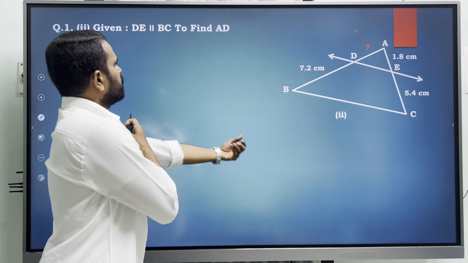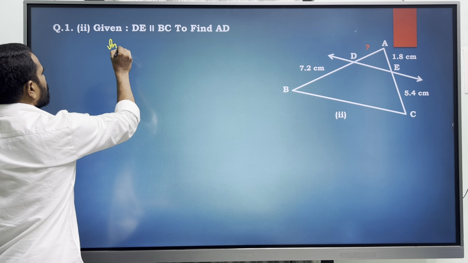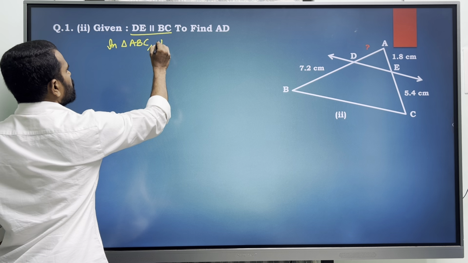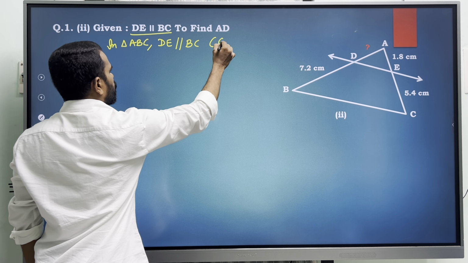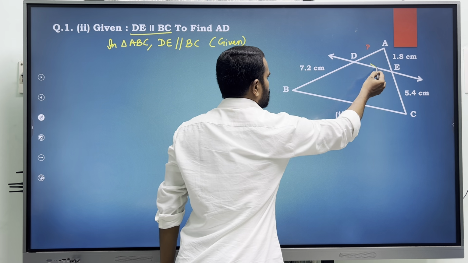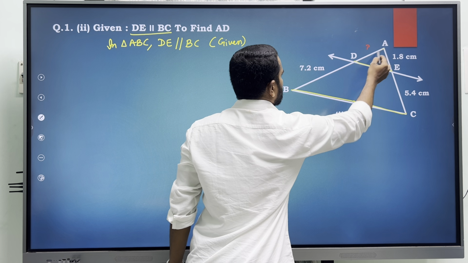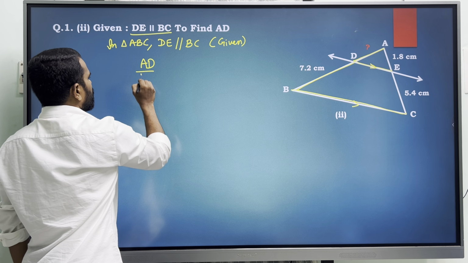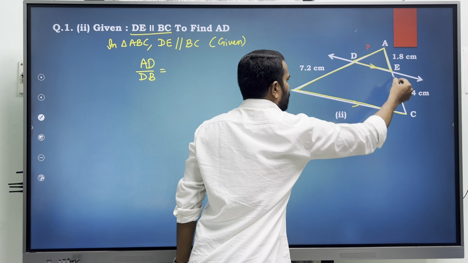See here, in triangle again ABC, what is given? DE parallel to BC. You can write here, if you want you can write here, it is given. So if this and this are parallel, what does it mean? AD by DB is equals to AE by EC.